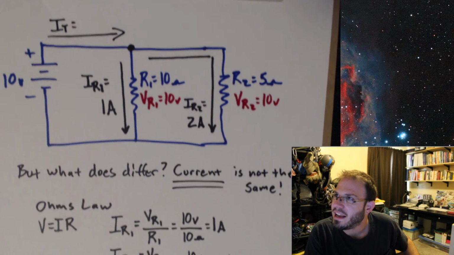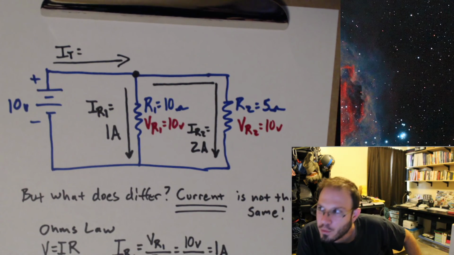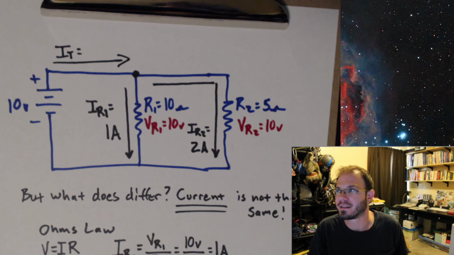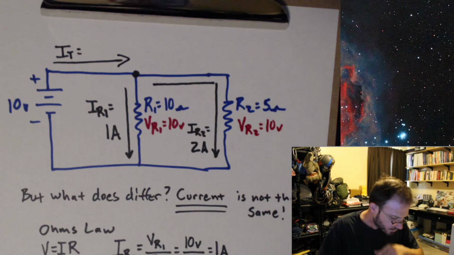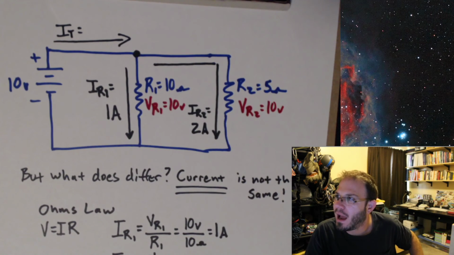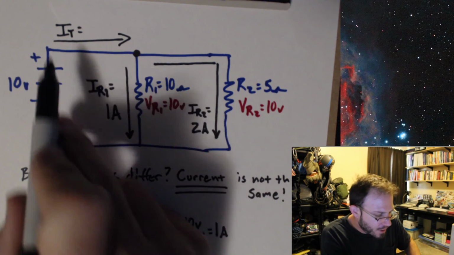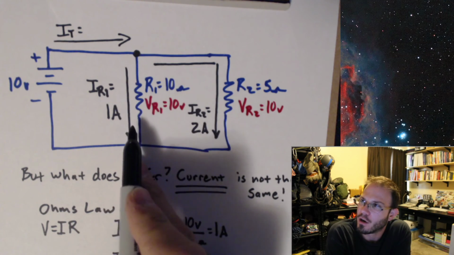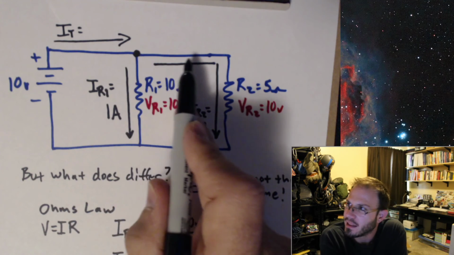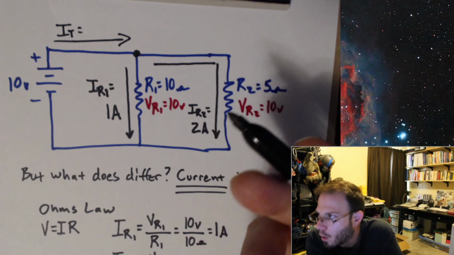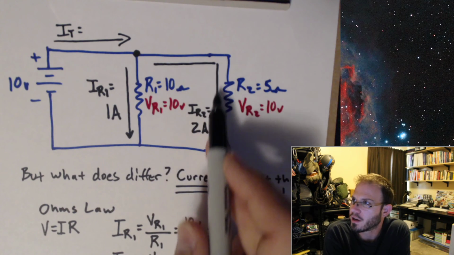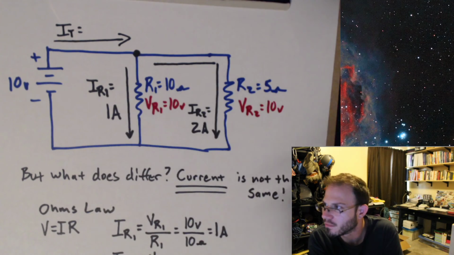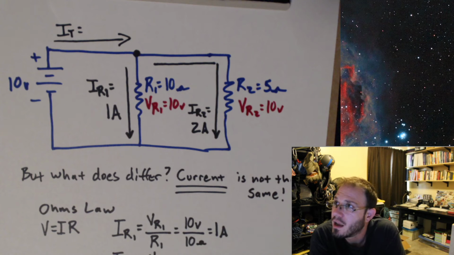Now, what we haven't answered yet is, what is IT equal to? I already alluded to this. If you think about this situation, I have some number of electrons entering this point. Some of those electrons go over here, and the rest of the electrons go over there. It's all the same. What's going to matter is that IT is equal to IR1 plus IR2.